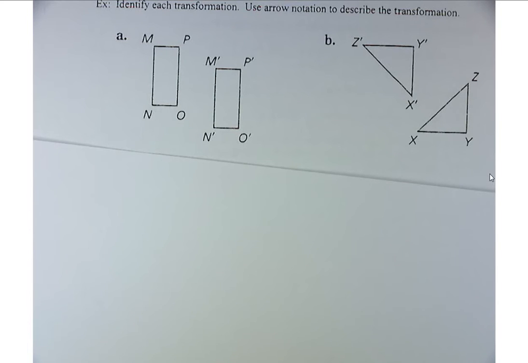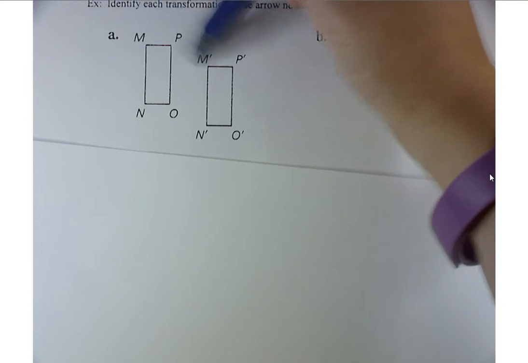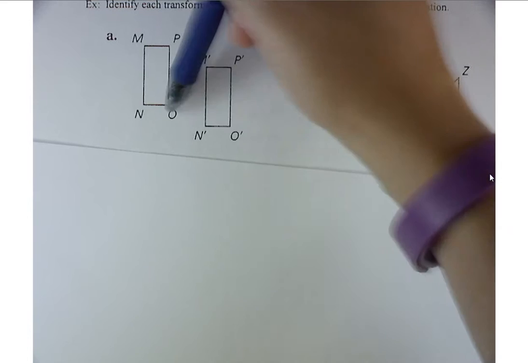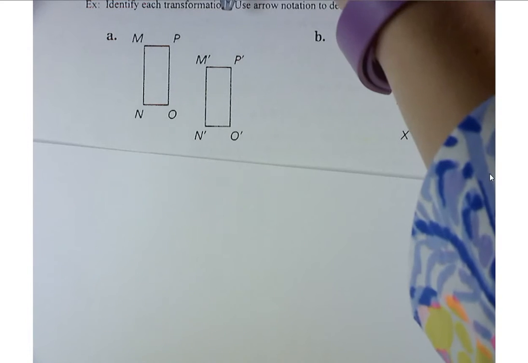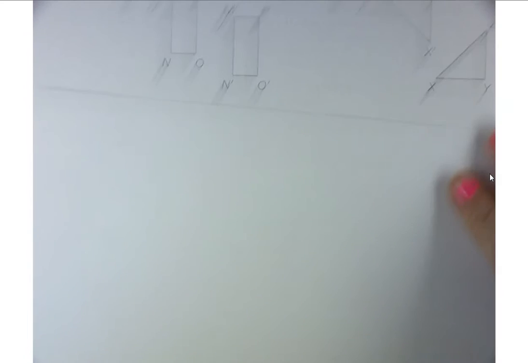Hey, Sam, what are you thinking about for A? Okay, good. And how did you know that? Okay, so it's being moved, but it's not spinning, so it's not a rotation. How do you know it's not a reflection? Okay, yeah, so you have M and P and N and O, they are moving the same distance in the same direction. So that is a translation.